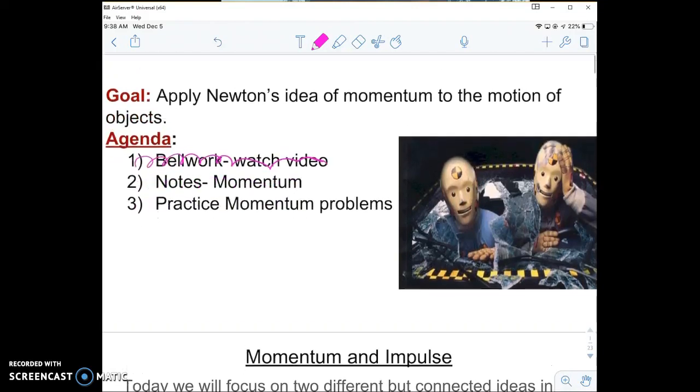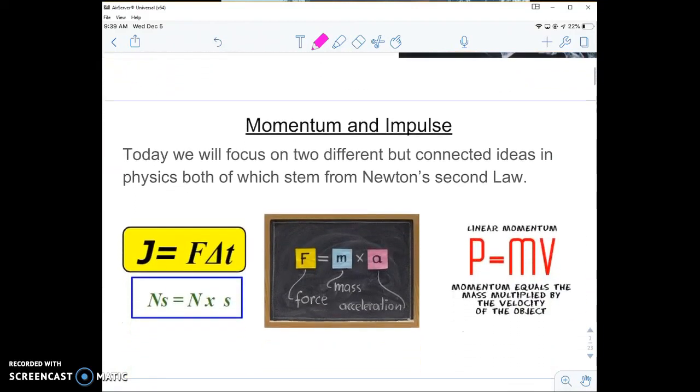Today we're going to be looking at momentum and impulse. These are two different ideas that are very connected, and they're connected by Newton's second law, which we know is force is equal to mass times acceleration.